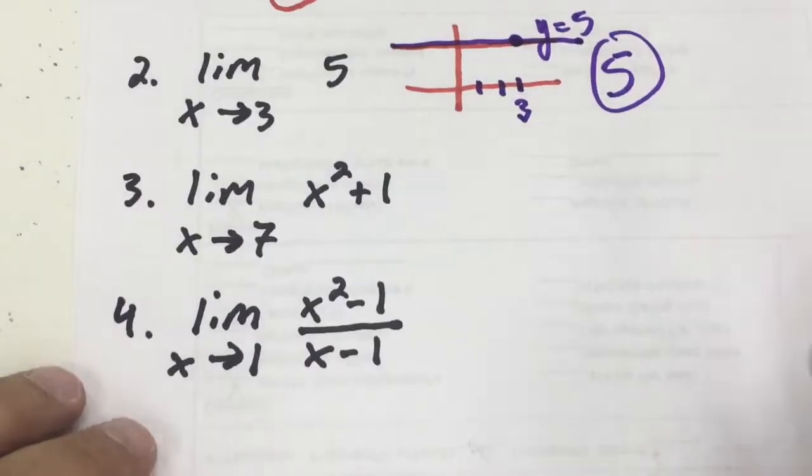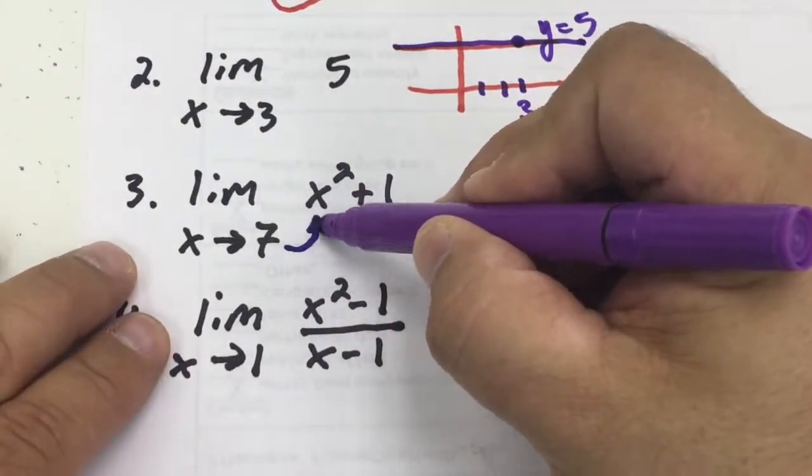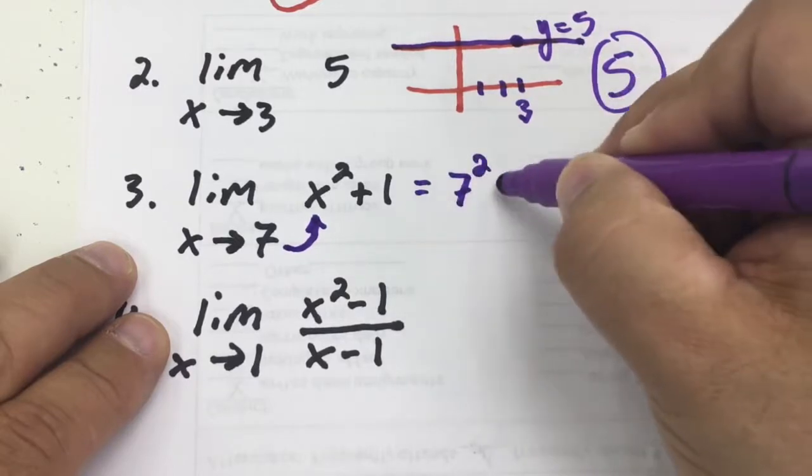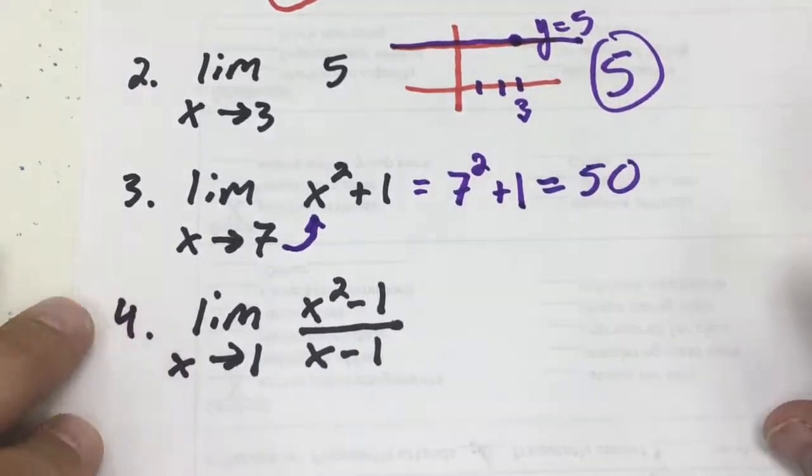For number 3, the limit as x approaches 7 of x squared plus 1. I'm going to use direct substitution again. So that's going to give me 7 squared plus 1. Well, that's 49 plus 1, and that's going to give me 50.